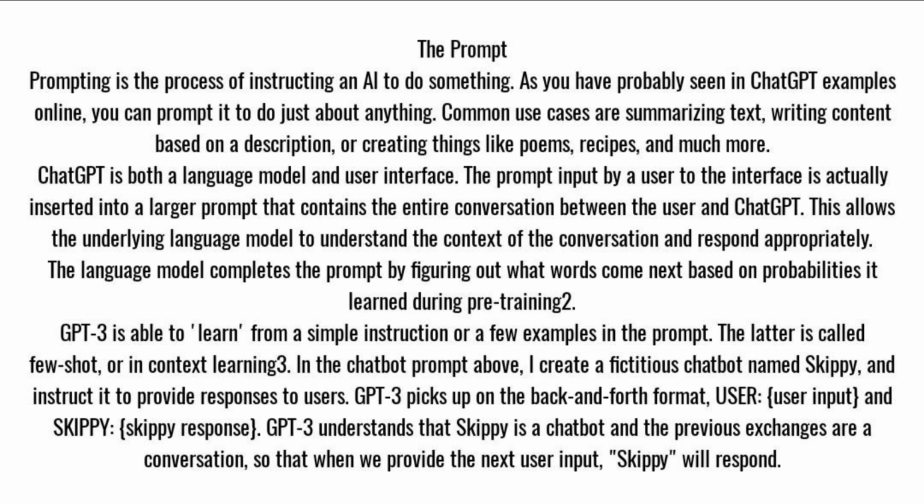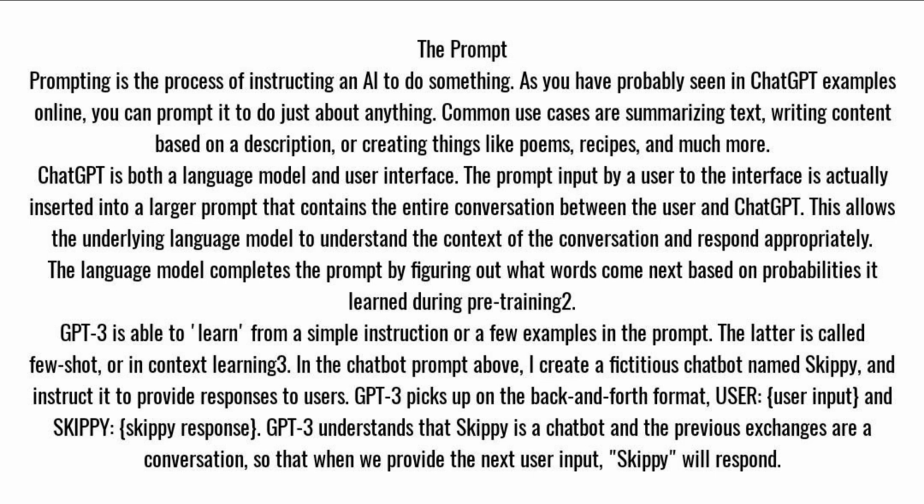The prompt input by a user to the interface is actually inserted into a larger prompt that contains the entire conversation between the user and ChatGPT. This allows the underlying language model to understand the context of the conversation and respond appropriately. The language model completes the prompt by figuring out what words come next based on probabilities it learned during pre-training too. GPT-3 is able to learn from a simple instruction or a few examples in the prompt. The latter is called few-shot, or in-context learning.